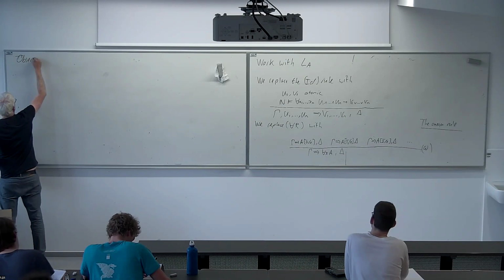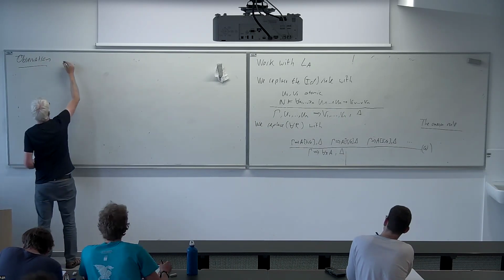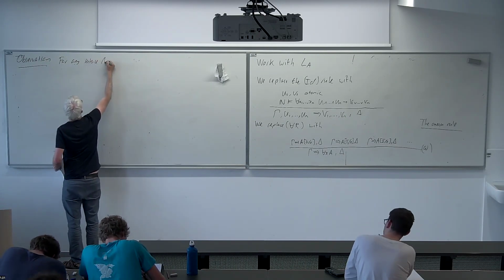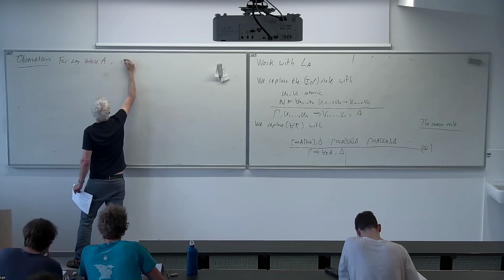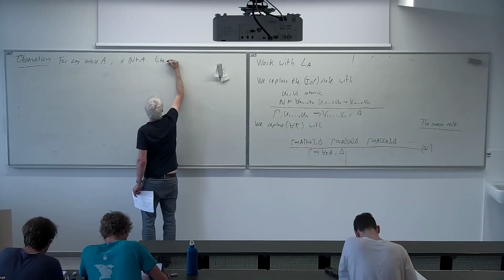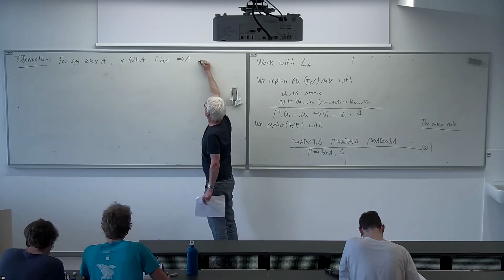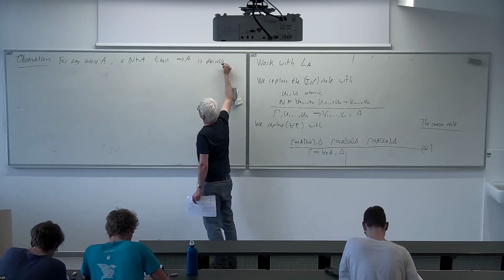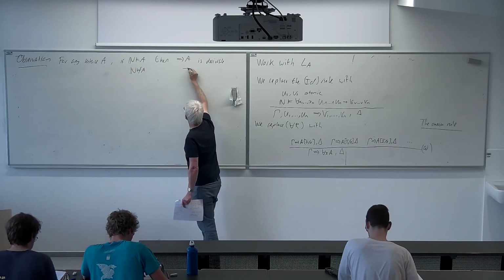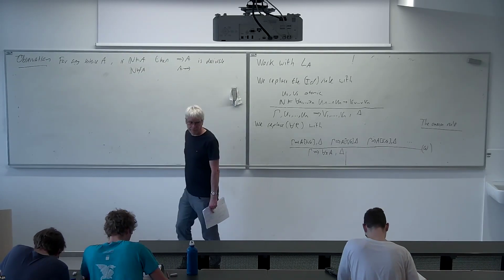So, an observation. I don't remember in the notes if I call it a theorem or a proposition, but anyway, let's call it an observation. For any sentence A, if A is true in the natural numbers, then we can prove that the sequent with A on the right is derivable. And if A is false in the natural numbers, then the sequent with A on the left is derivable. That's basically saying not A.